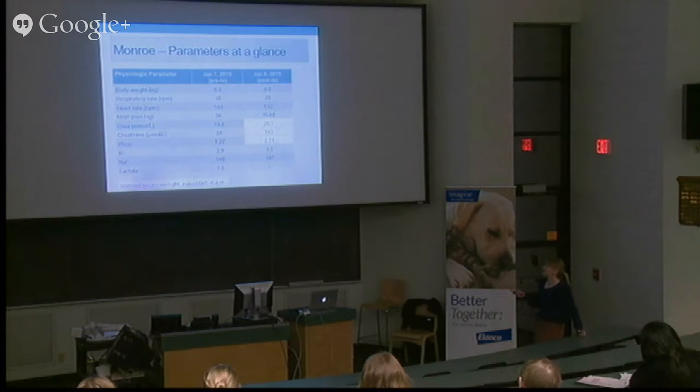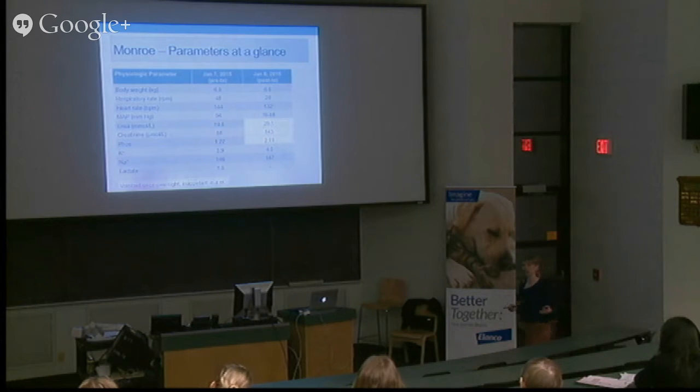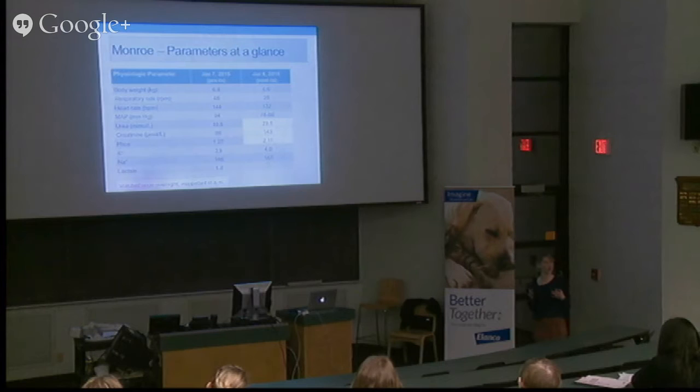But this is common. We're having to kind of decide, what's our priority here? Breathing or his renal parameters? And so now we have to kind of back up and say, okay, how are we now going to achieve these two things together?